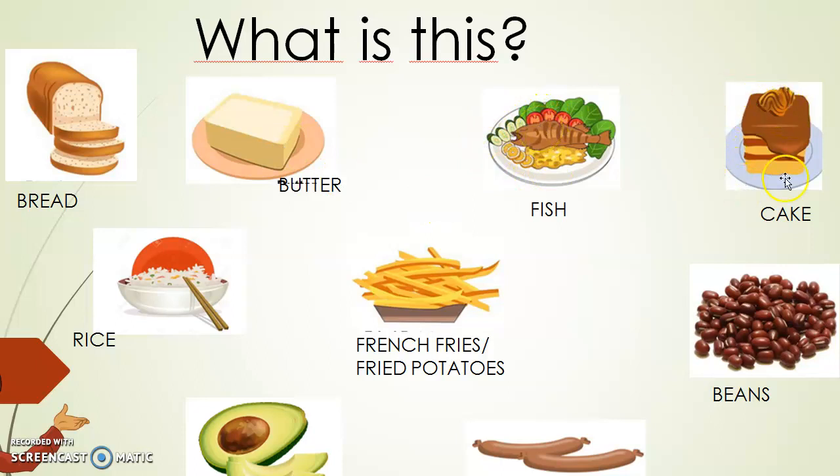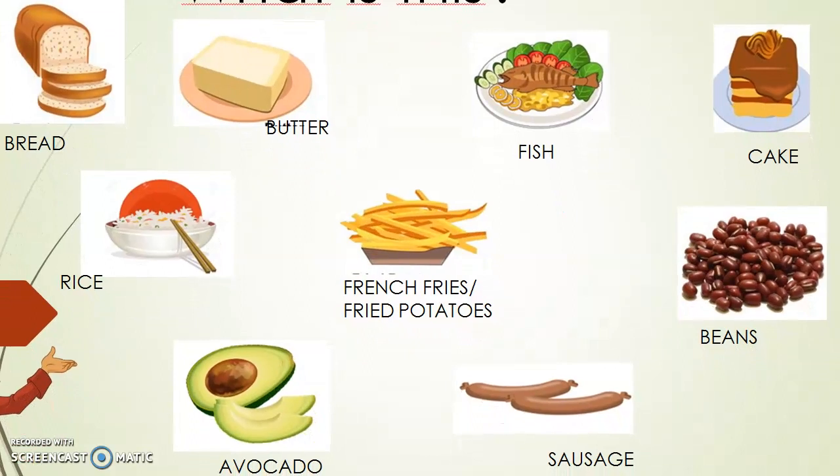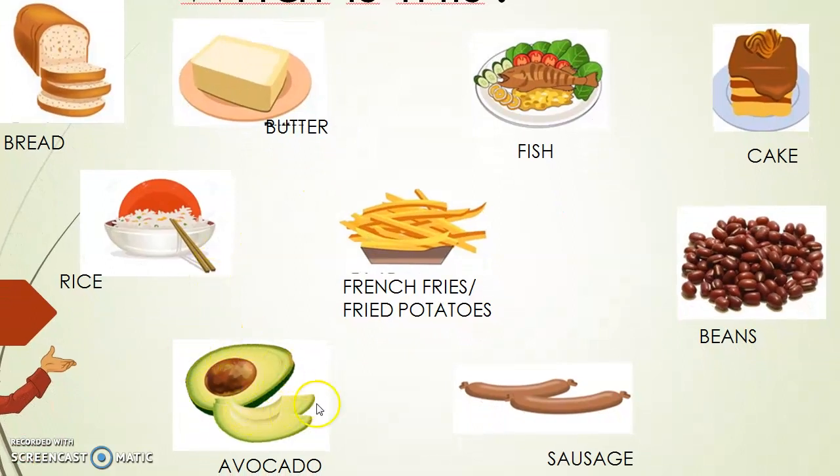We have cake, something very sweet when we have our birthday. Rice too, it's something that is very common in Colombian food. We have French fries, you can say French fries or fried potatoes. Beans, something very common in Colombian food, these are frijoles. And down here, we have avocado. And finally we have sausage. Just vocabulary that's really helpful for you.